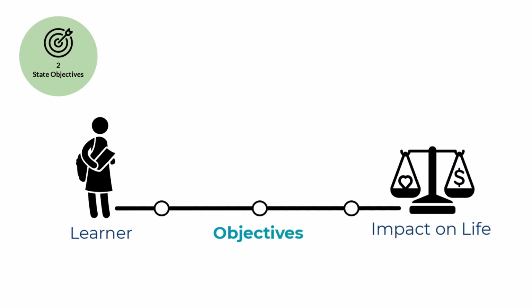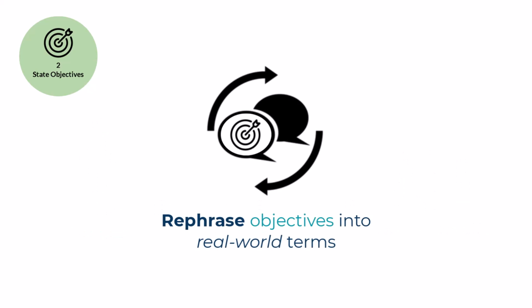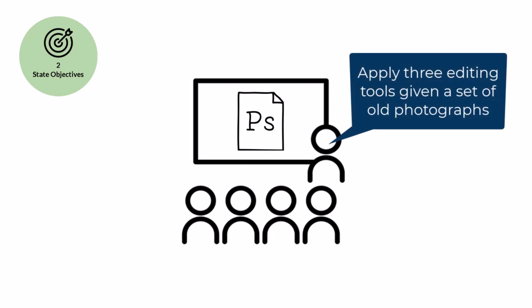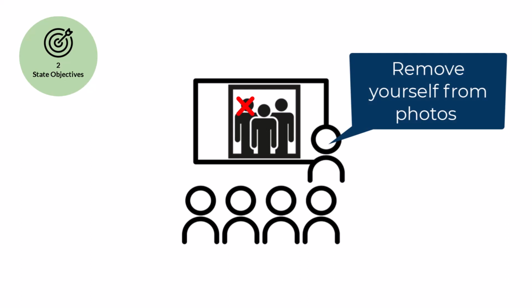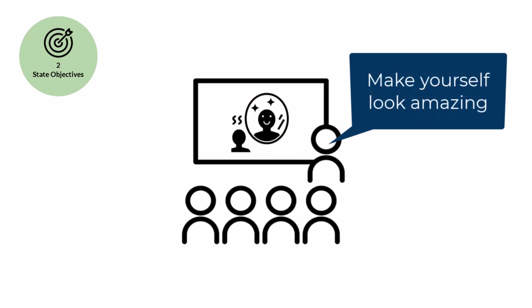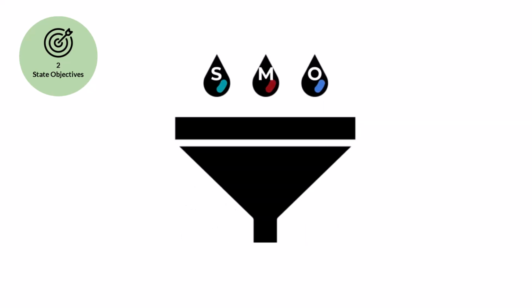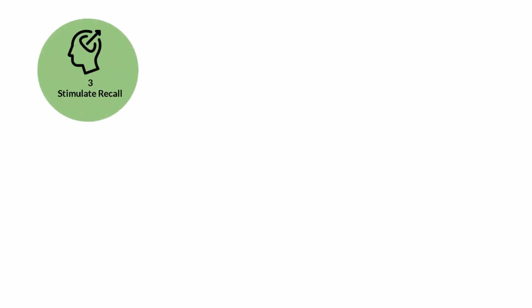So, after stating a learning objective, it's helpful to rephrase it into more real-world terms. For example, let's say we're teaching a class on Photoshop. An objective might be, apply 3 editing tools given a set of old photographs. You could effectively rephrase that in terms of the objective's real-world applications. For instance, you could explain, this is how people remove themselves from embarrassing photos or make themselves much better looking than they actually are. Objectives should be specific, measurable, and observable, but also humanizing them can create meaning around them for the learner. And that leads us to the third event of the prime phase: stimulate recall.